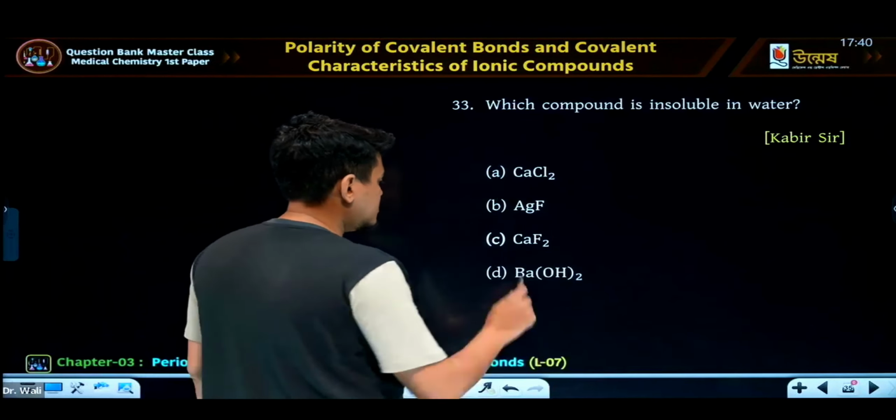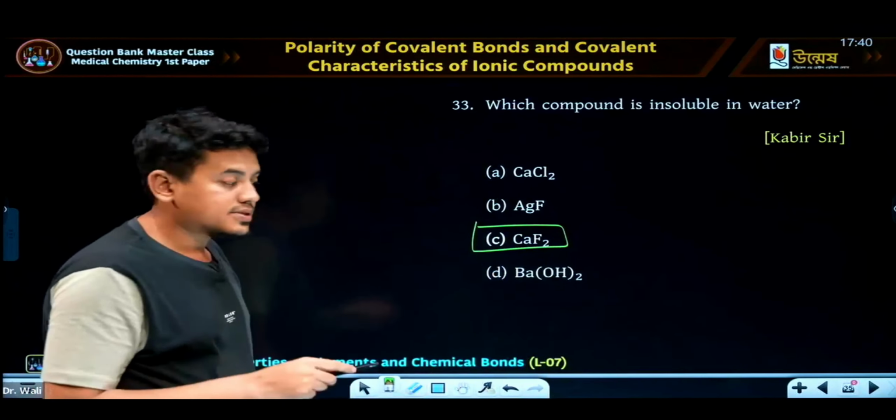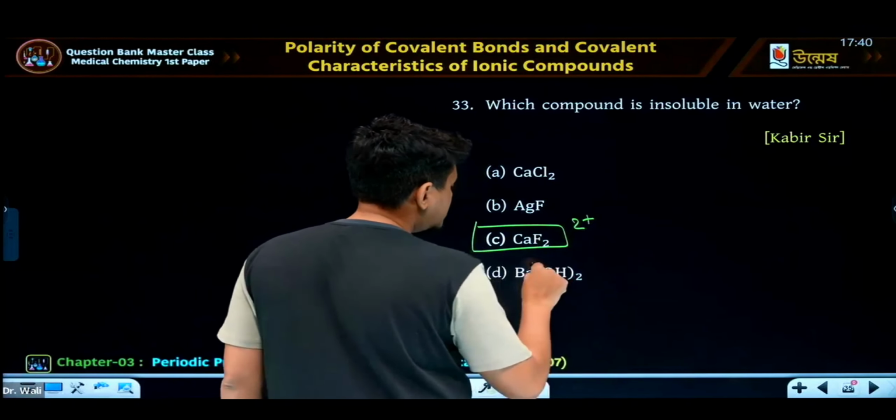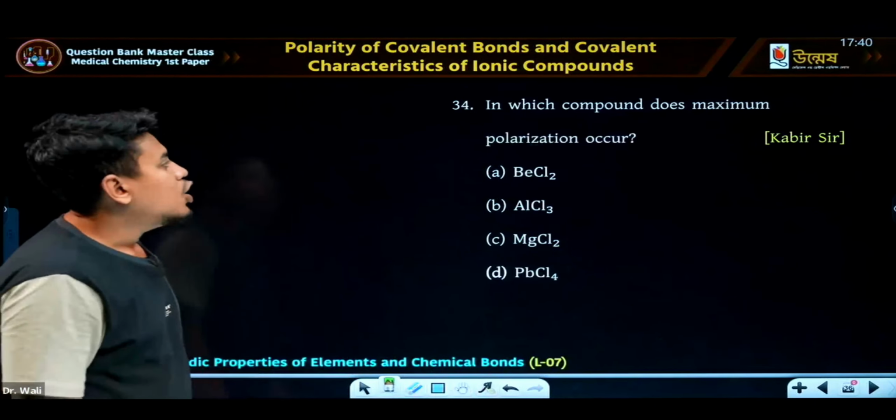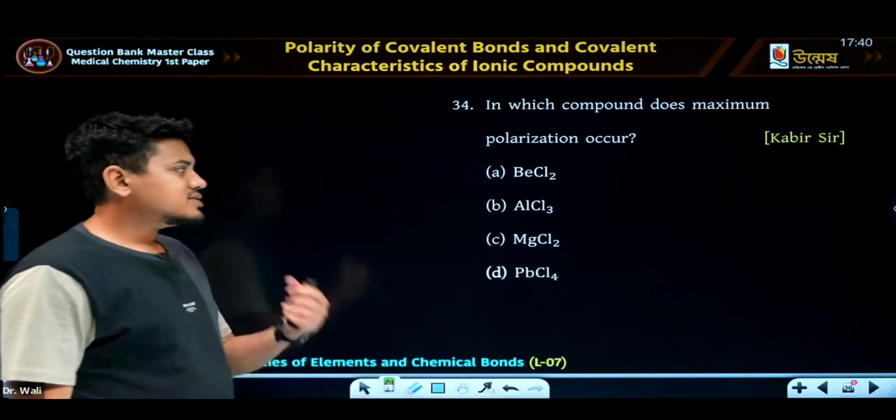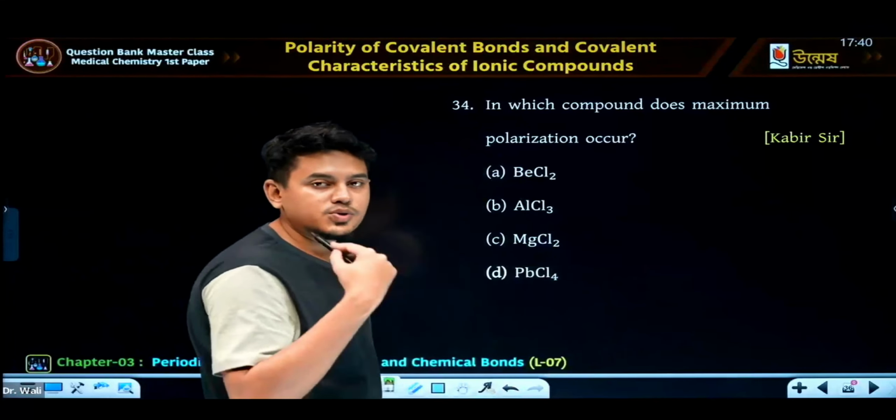Which compound is insoluble in water? The water insoluble compound will be calcium fluoride. Why? Because it shows more polarization because of its high charge and smaller size. Okay. In which compound does maximum polarization occur? Maximum polarization will occur in case of high charged cation, small size cation.